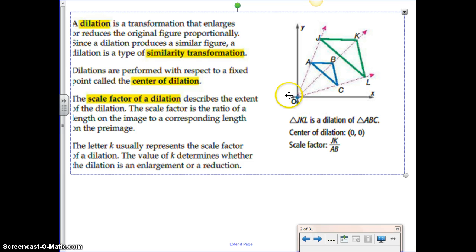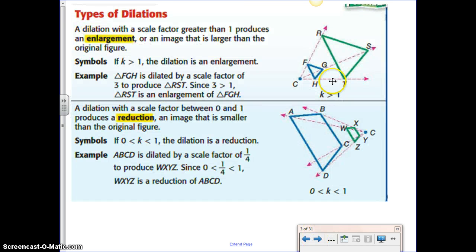The center of dilation is where it all starts. It's a fixed point. And the scale factor of dilation is exactly what you're thinking. It describes how much bigger or smaller the shape got by using a proportion to come up with that number. K is what we usually call the scale factor. An enlargement just means it's getting bigger, so that K is greater than 1. No, you don't need to write all this down. A reduction is when that scale factor, that K, is between 0 and 1, and the shape got smaller. So from here to here, our shape got smaller, so that scale factor would be a number between 0 and 1.